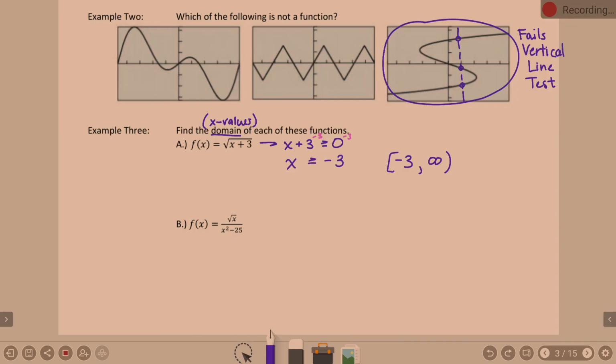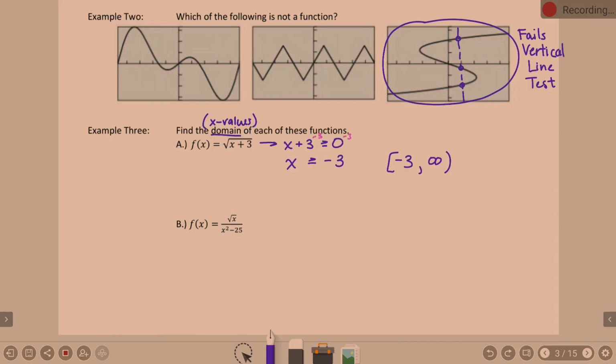So when we talk about reading the domain on a graph, x values run left and right. I'm always going to tell you to start left and work your way right. If I start left, where is the first time my graph exists? That's -3. Does it make sense it would be -3?